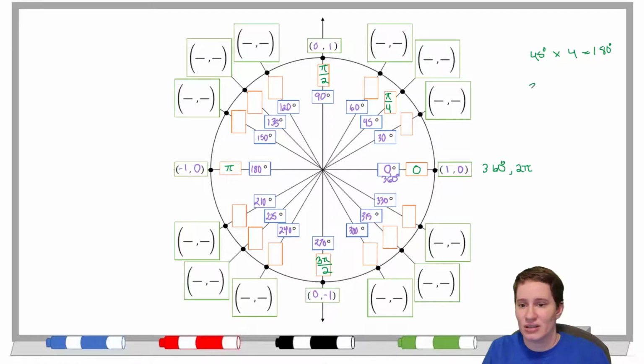Because for 30 degrees, when you convert it, you're having to think, how many times does 30 go into 180? Which is 6 times. So this is pi over 6. If we do that, but with 60 instead of 30, then we get pi over 3.